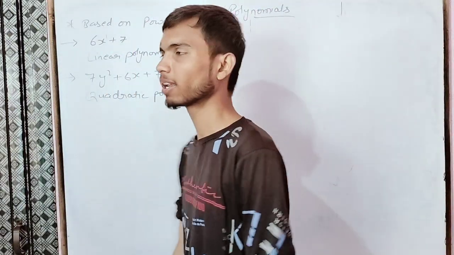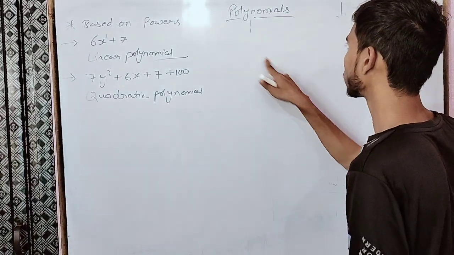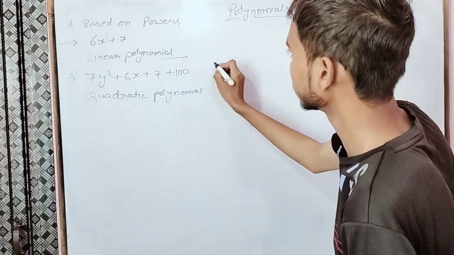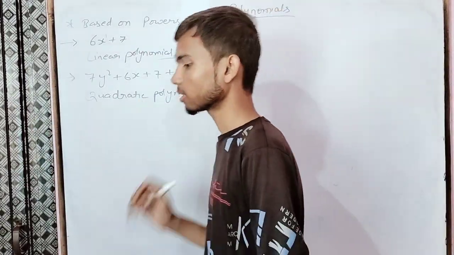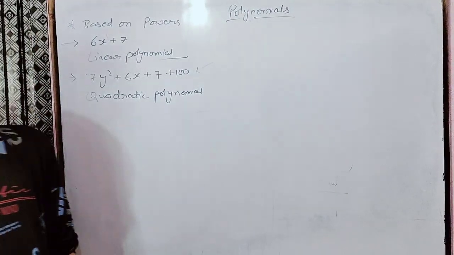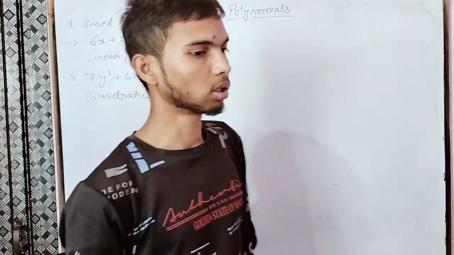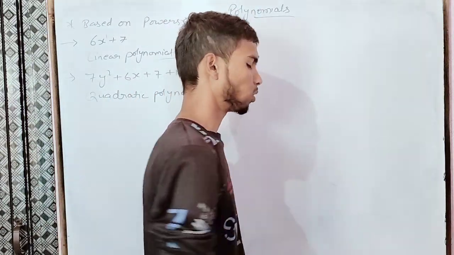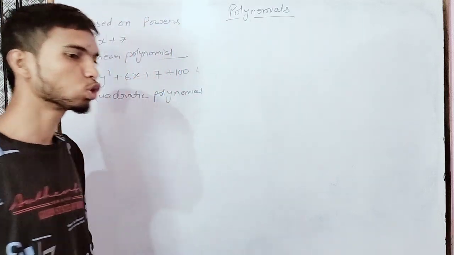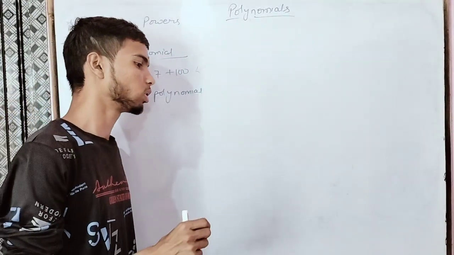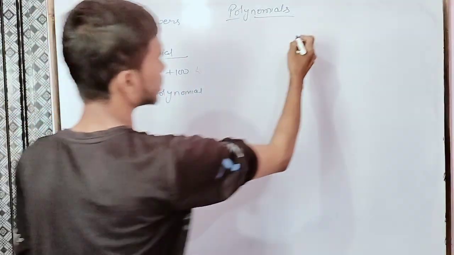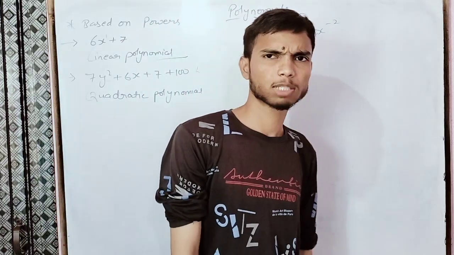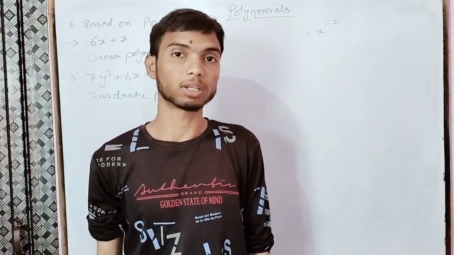One point I want to tell you is how to check that a given algebraic expression is a polynomial. How to check? I am saying that this is a correct polynomial. We have to remember 3 things. First, whatever exponent is with a variable should be a whole number. So here, for example, minus 2 is the exponent, which is not a whole number. It is an integer.